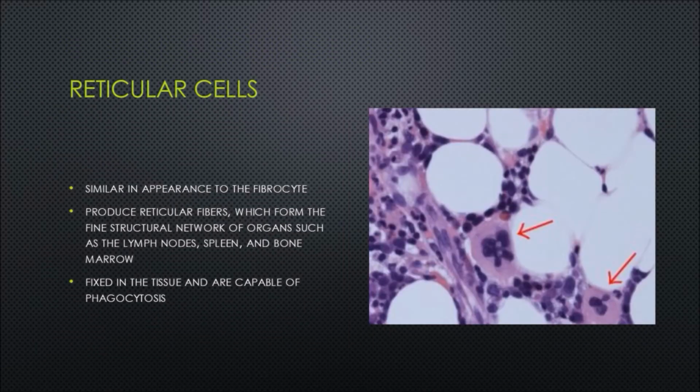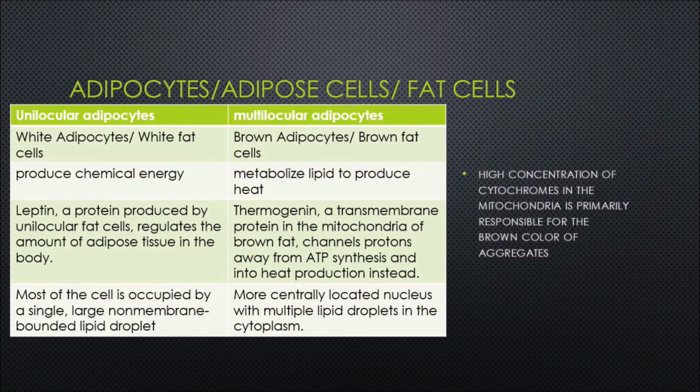Next are reticular cells. These are similar in appearance to fibrocytes, and they produce reticular fibers which form the fine structural network of organs such as the lymph nodes, spleen, and bone marrow. These types of cells are fixed in the tissue and are capable of phagocytosis. Next are adipocytes, also called adipose cells or fat cells. These can be divided into two, the unilocular adipocytes and the multilocular adipocytes.